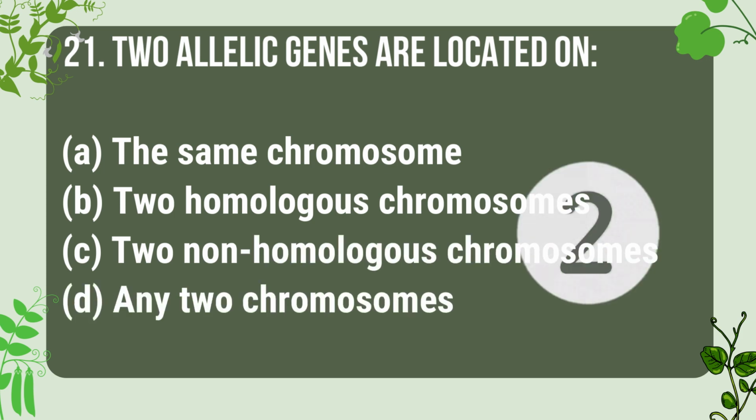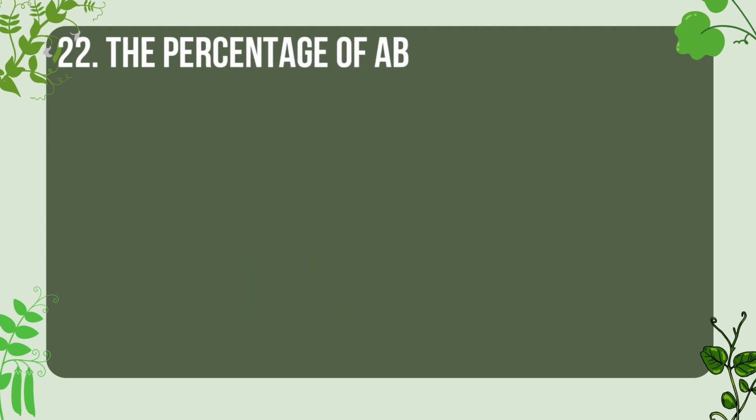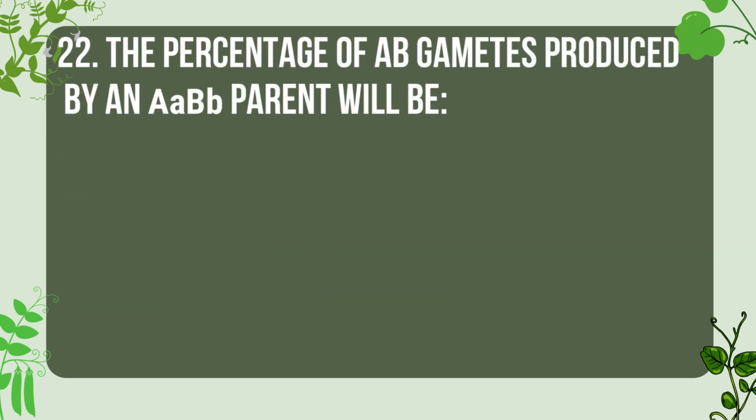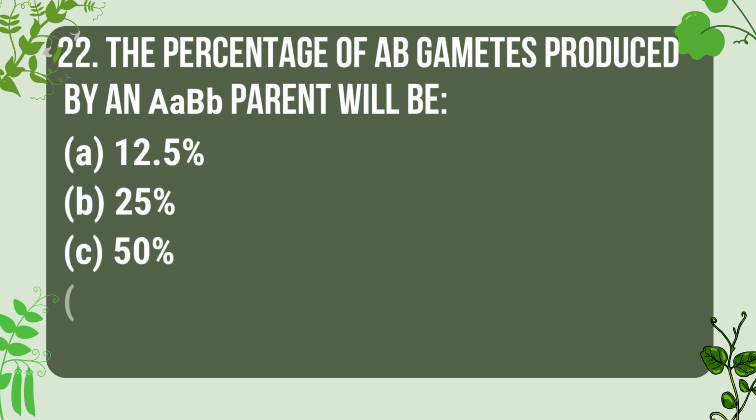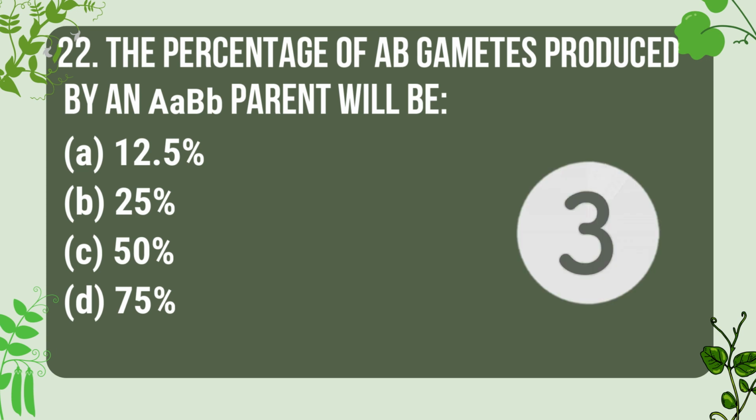The percentage of gametes produced by an AABB parent will be A. 12.5%, B. 25%, C. 50%, D. 75%.